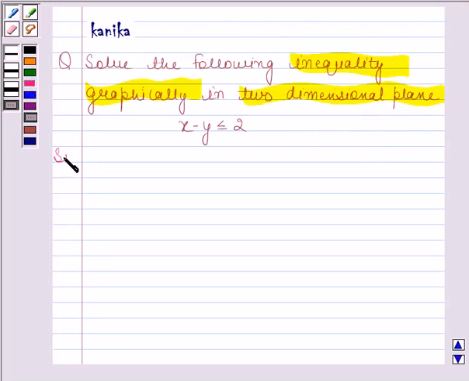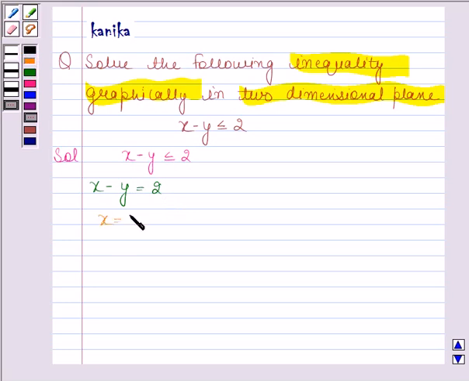Given inequality is x minus y is less than or equal to 2. Converting this inequality into equation, we get x minus y is equal to 2. Now we have to plot the graph of this equation. For plotting the graph, we need at least two solutions of this equation. So let's first find the two solutions of this equation.